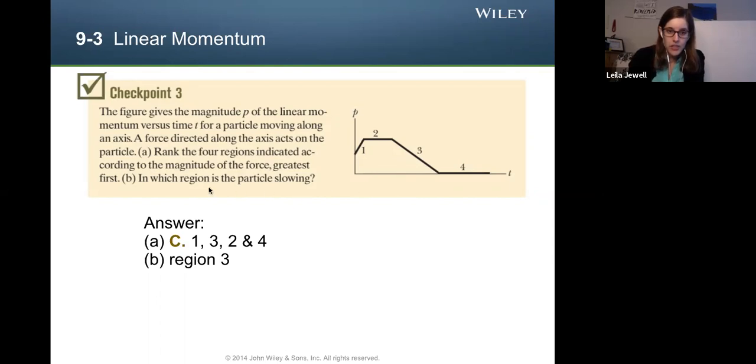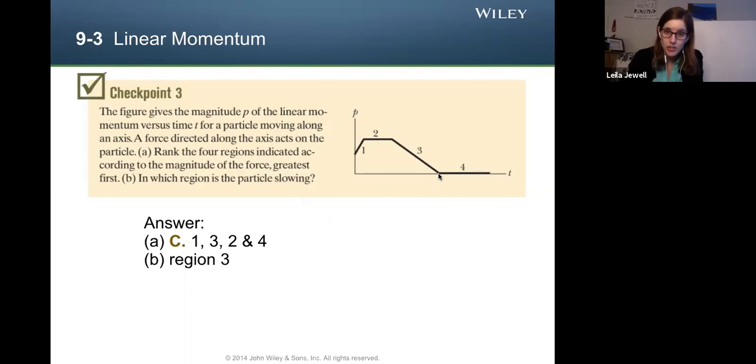And notice, because it's describing the magnitude of the force, 3 is still greater than 2 and 4. It's a negative slope, but the amount of force in 3, the slope, is still more than 2 and 4, which have a slope of 0, because there's no change in momentum, right? The momentum for 2 is staying at that constant non-zero value. Momentum of 4 is staying at that steady value of 0. So those have the least amount of force, and then where the particle is slowing is in region 3.